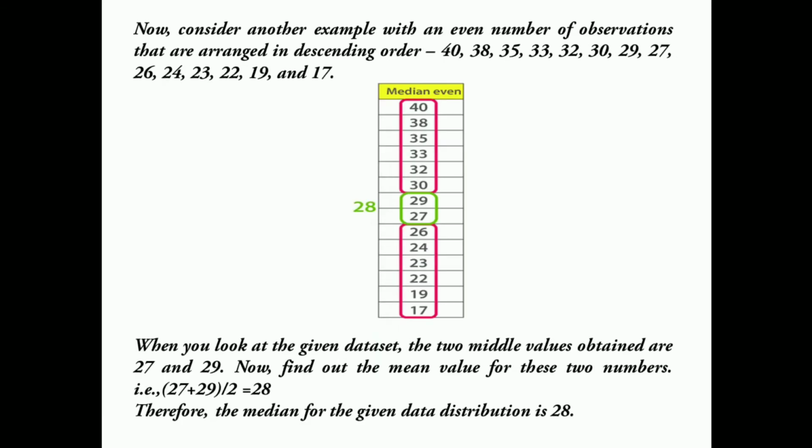Now, consider another example with an even number of observations that are arranged in descending order: 40, 38, 35, 33, 32, 30, 29, 27, 26, 24, 23, 22, 19, and 17. When you look at the given dataset, the two middle values obtained are 27 and 29. Now find the mean of these two numbers, that is 27 plus 29 divided by 2, that is 28. Therefore, the median for the given data distribution is 28.